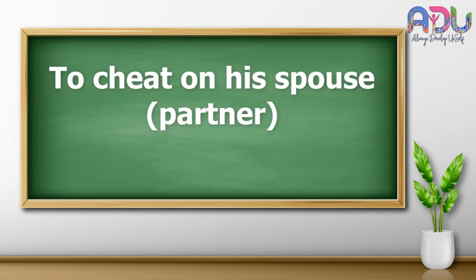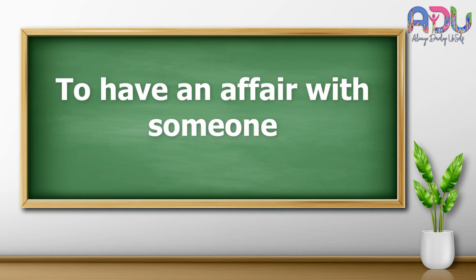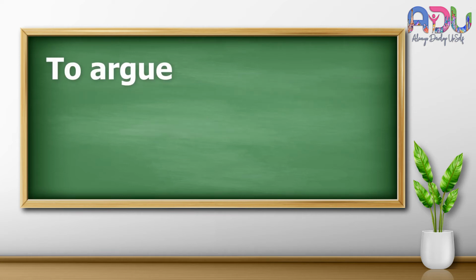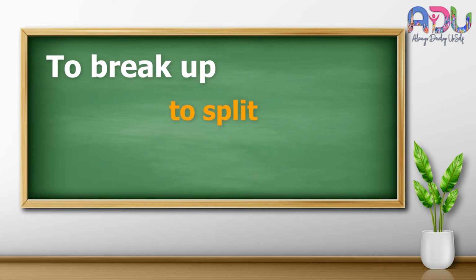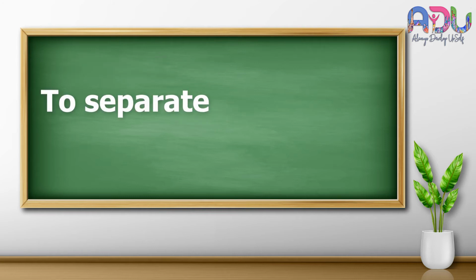24. To cheat on his spouse or partner. 25. To have an affair with someone. 26. To argue. To argue means to quarrel. 27. To break up. To break up means to split. 28. To separate. To separate leads to divorce.